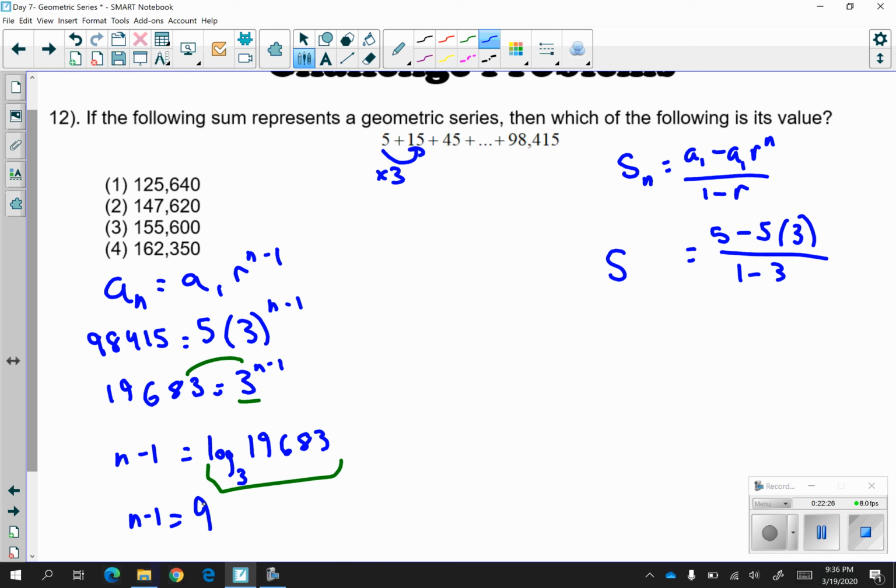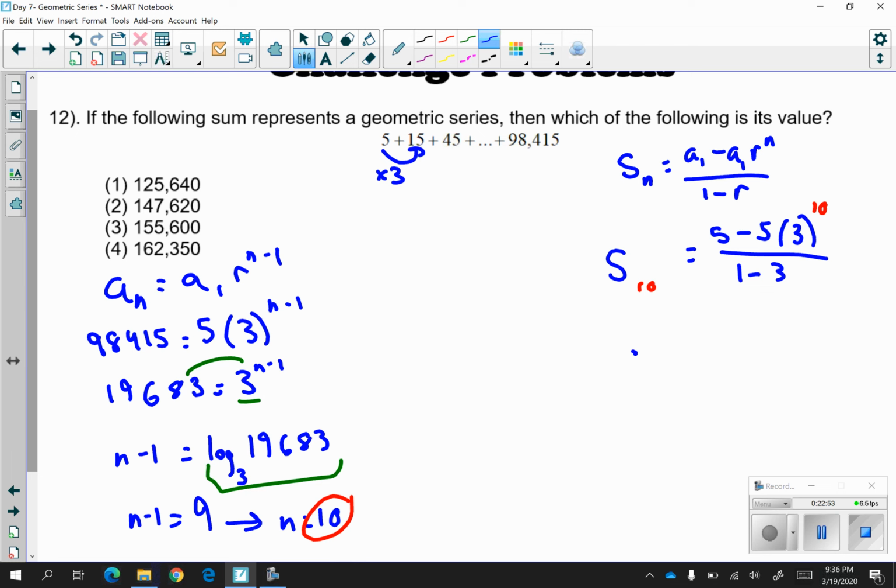Now make sure you don't get a decimal for this because remember we're trying to figure out how many term numbers there are. And you can't have term number 5.5, right? You always want whole numbers when you're talking about the terms of sequences. So if n minus 1 is 9, that means n has to be 10. So I'm going to take that 10 and plug it in.